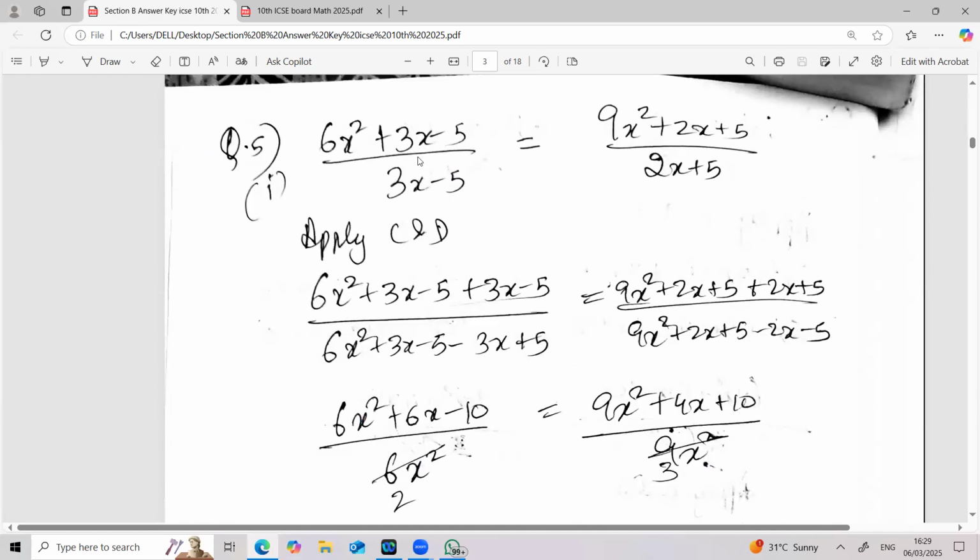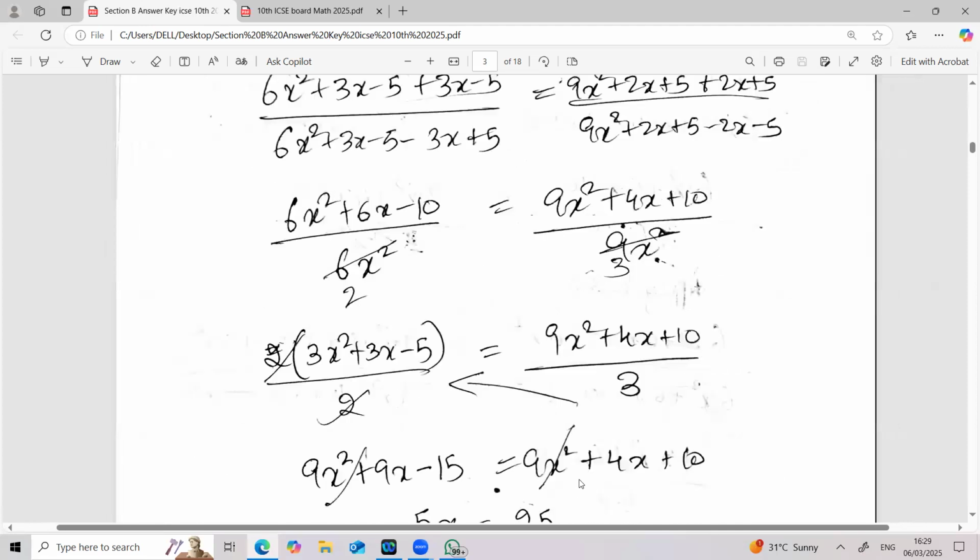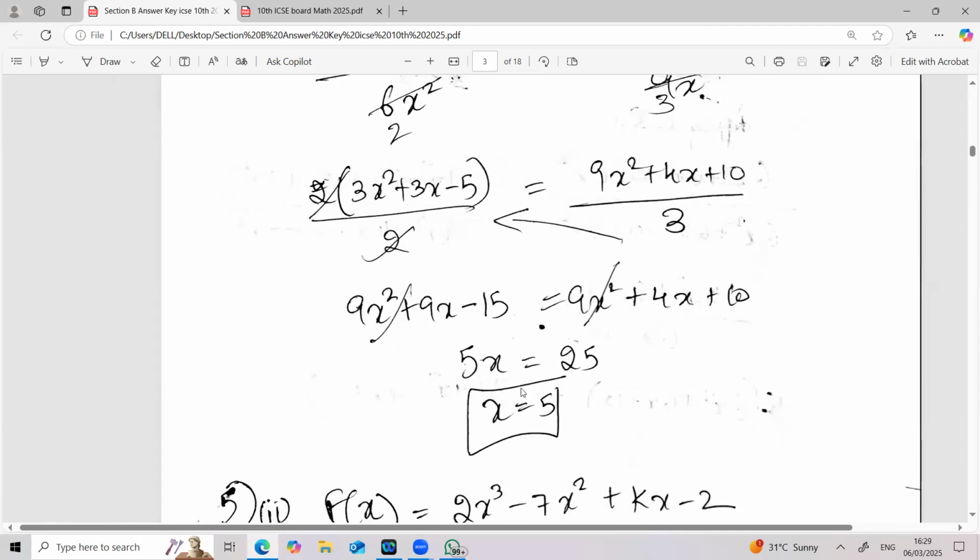Coming to the fifth main first question, very easy. Apply componendo and dividendo. Numerator plus its denominator by numerator minus of the denominator. Carry on with the same process. See, we can cancel x square only because x is not equal to 0. I simplified 6 and 9 with 3. I factorized this so as to get 2 out. 2 and 2 got cancelled. Now after cross multiplying and simplifying, x is equal to 5 is the final answer.